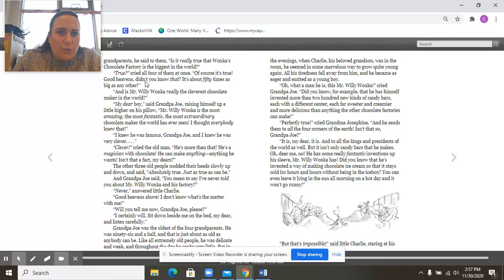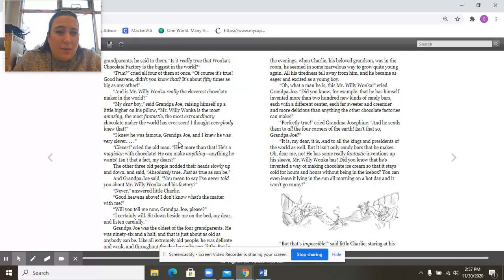"Of course it's true. Good heavens, didn't you know that? It's about 50 times as big as any other. And is Mr. Wonka really the cleverest chocolate maker in the world?" "My dear boy," said Grandpa Joe, raising himself up a little on his pillow, "Mr. Wonka is the most amazing, the most fantastic, the most extraordinary chocolate maker that the world has ever seen. I thought everybody knew that."